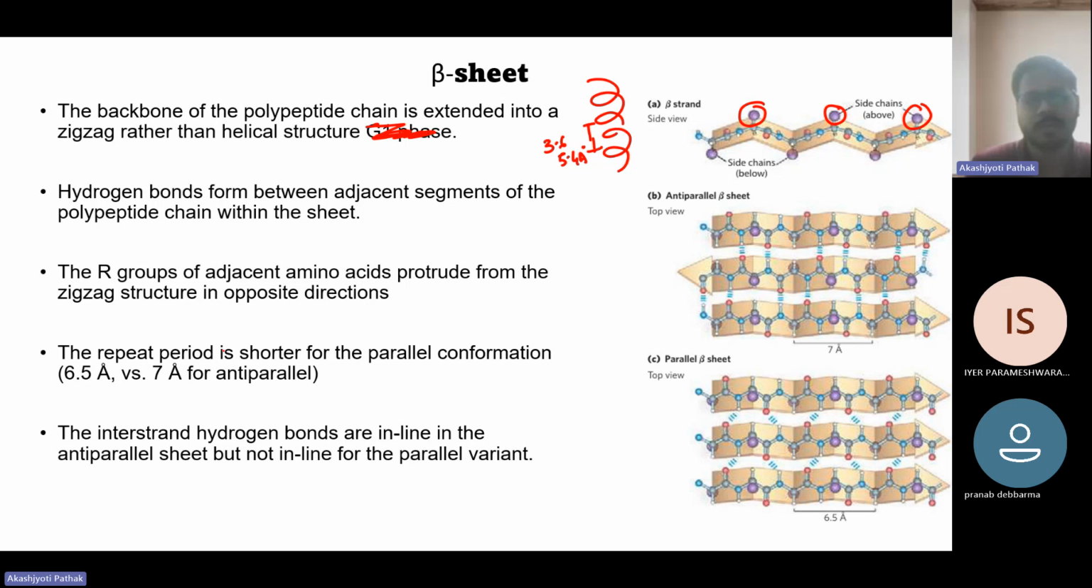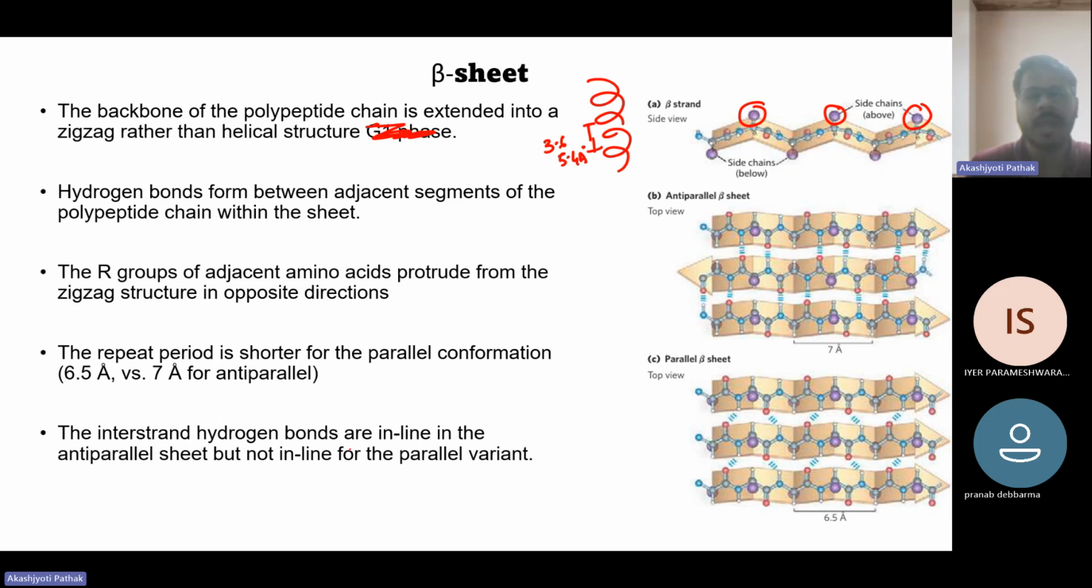But in case of the beta sheet, the repeat period is either 6.5 angstrom or 7 angstrom. So there can be either an anti-parallel beta sheet or a parallel beta sheet. In the parallel beta sheet, the repeat period is 6.5 angstrom, while in the anti-parallel beta sheet it is 7 angstrom. And so the repeat period is shorter for the parallel conformation.